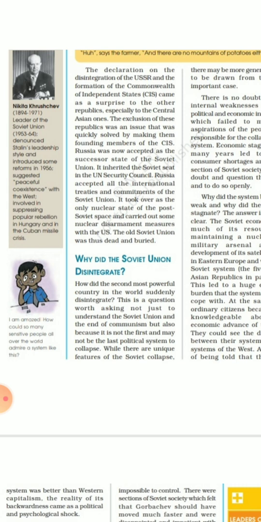Number four, a section of the society was not happy with Gorbachev's reform policy. It was believed that the reforms introduced by Gorbachev were moving at a very slow pace. The final reason for the collapse of USSR was the rise of nationalism and the desire for sovereignty within the various republics, including Russia and the Baltic republics. So those are the reasons why the Soviet Union disintegrated, the factors or the reasons.